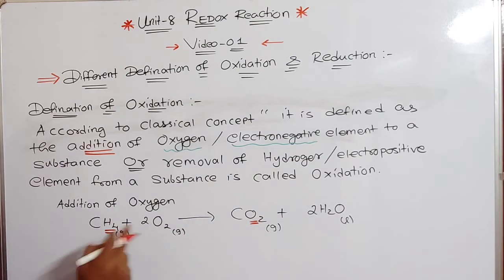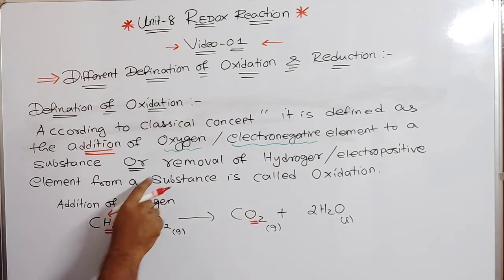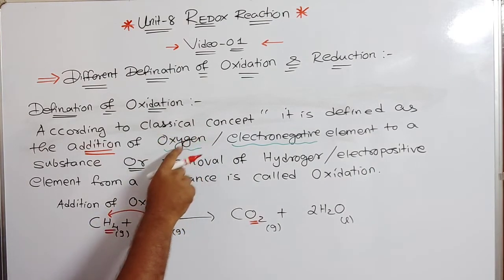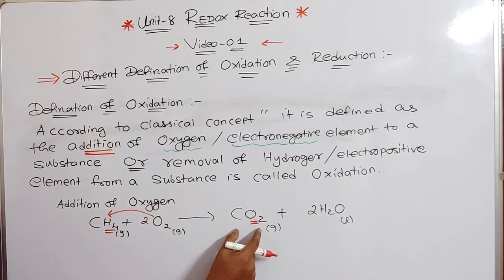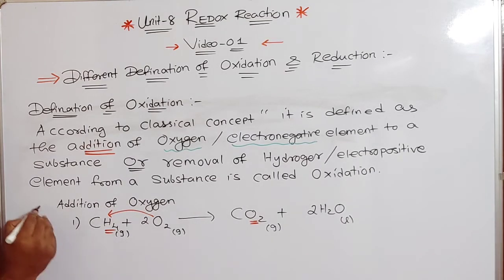Hydrogen is removed from here and oxygen is being added. Understood? Based on this definition, that is the classical concept, this is addition of oxygen. So here, with the addition of oxygen, carbon is being oxidized. You can write down this example given here as example number 1 for addition of oxygen.